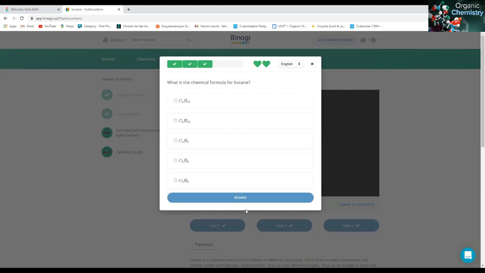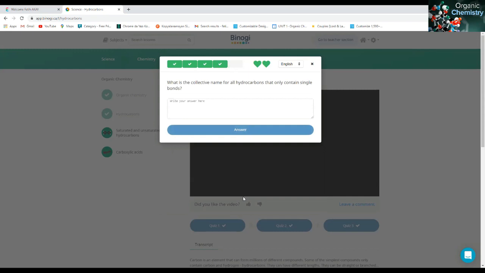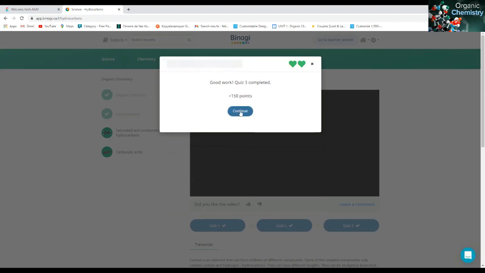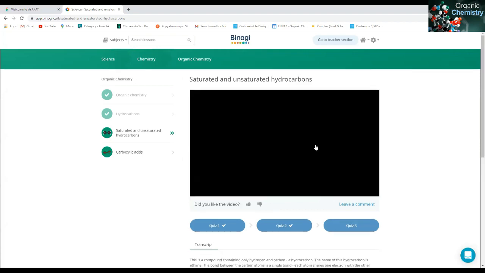What is the chemical formula for butane? Butane is one of the alkanes, and remember the general formula of alkanes is CnH2n+2. Butane, with 4 carbon atoms, is C4H10. What is the collective name for all hydrocarbons that only contain single bonds? They are alkanes. Saturated and unsaturated hydrocarbons.